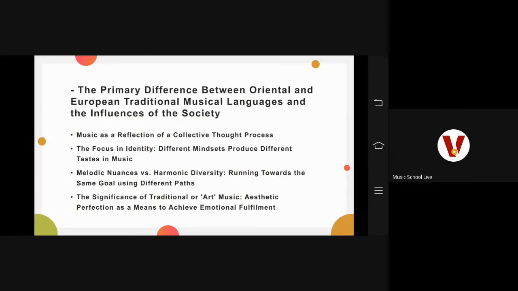Now, the focus on identity. Obviously, different mindsets produce different tastes in music. If I introspect and analyze our minds, with an Oriental mindset, Indian society and European society have a huge difference in thinking. I'm not judging. I'm not being judgmental. Let me say that, and I will not judge either. My job is not to judge.